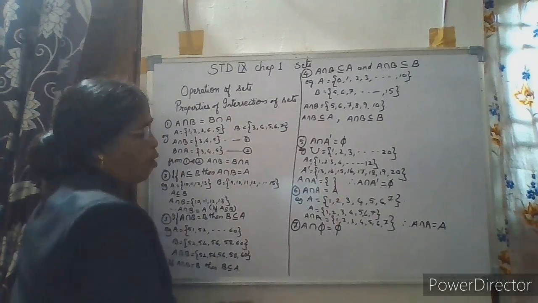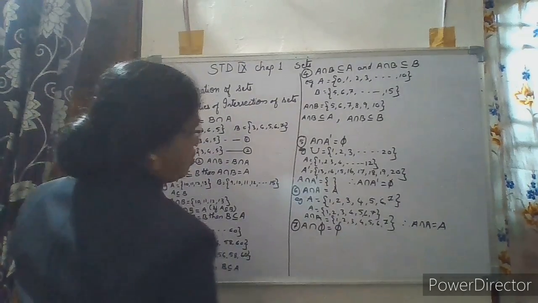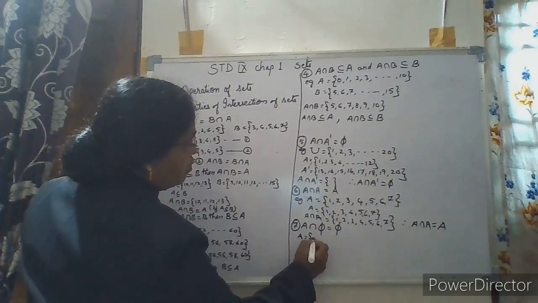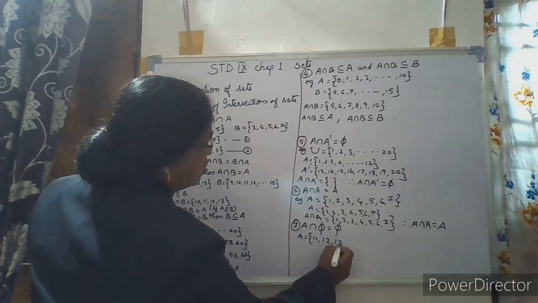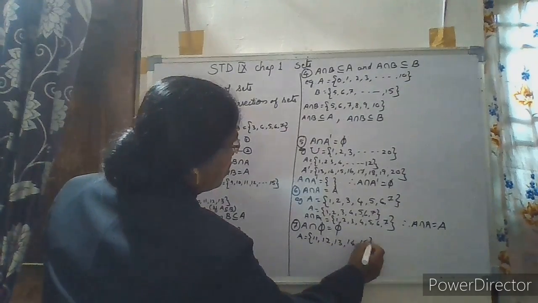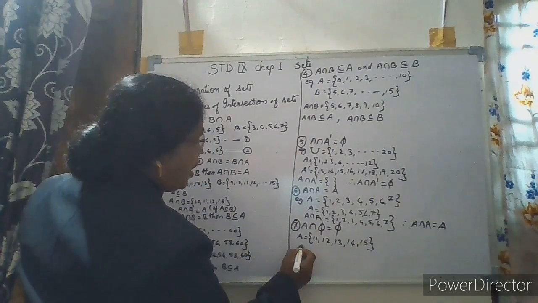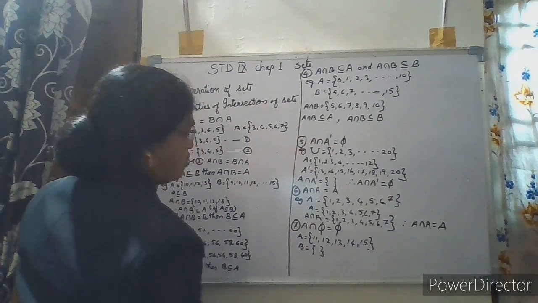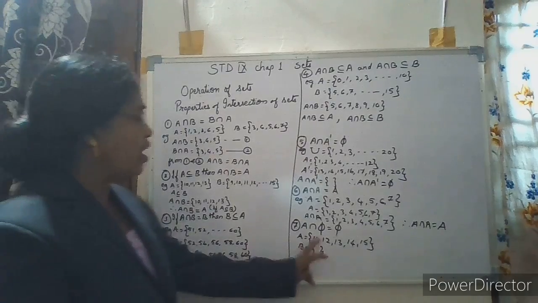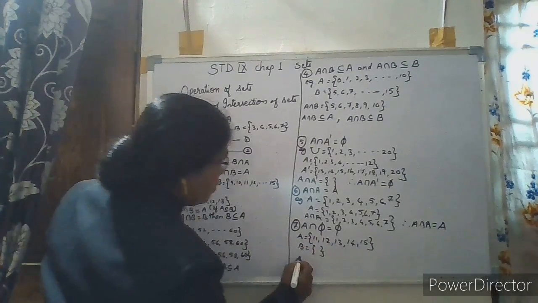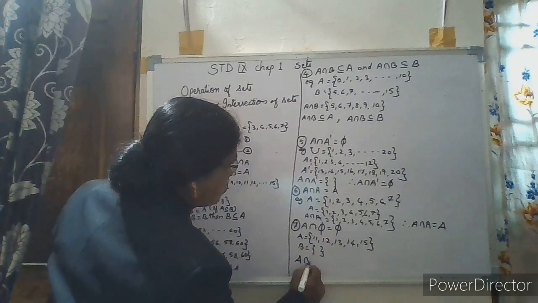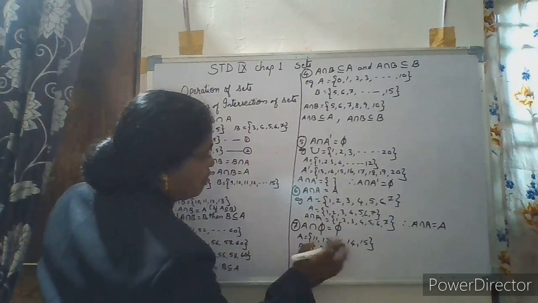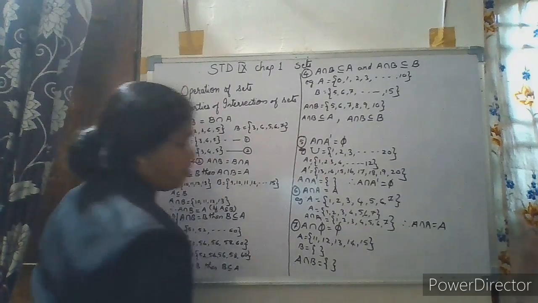The last property: A intersection a null set. Suppose set A is equal to 11, 12, 13. This is set A. Now, suppose I take another set B, which is a null set. What are the common elements between them, that is, A intersection B? Nothing is common, because B does not have any elements. It is an empty set.